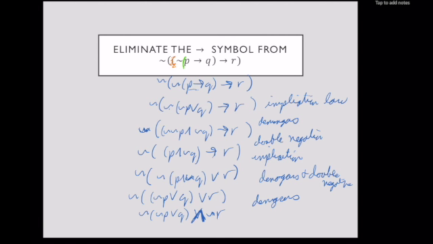Not R. That gives me double negative P. So I've got to use De Morgan's again. There's a lot of De Morgan's when you get all those negative symbols. So that gives me P or not Q or not R. And this is our final answer. So this is how we eliminate our implication symbol.